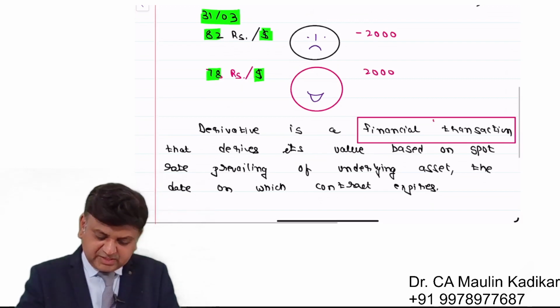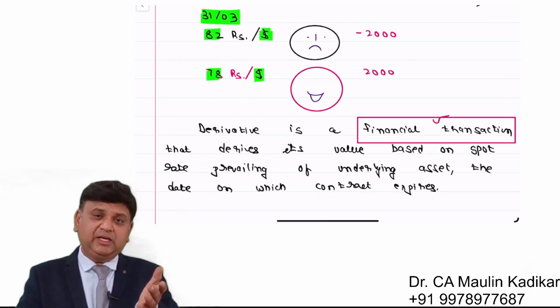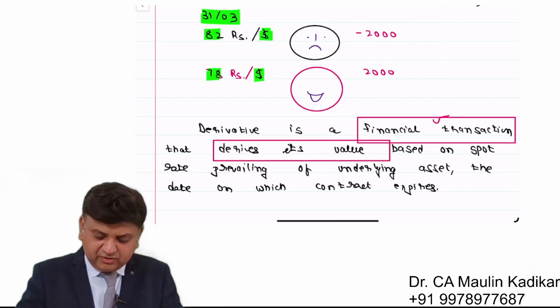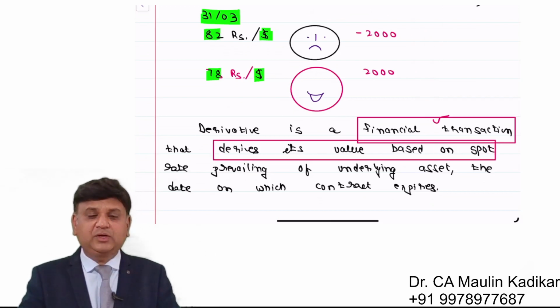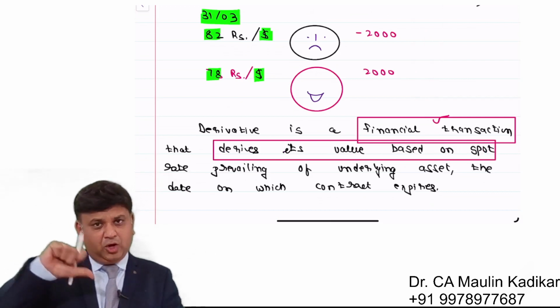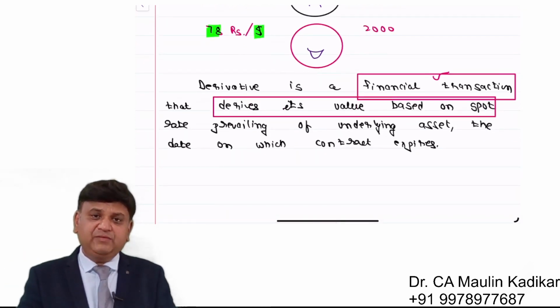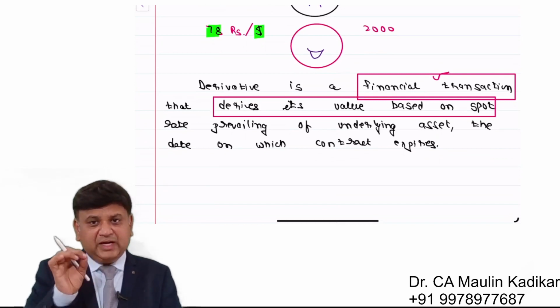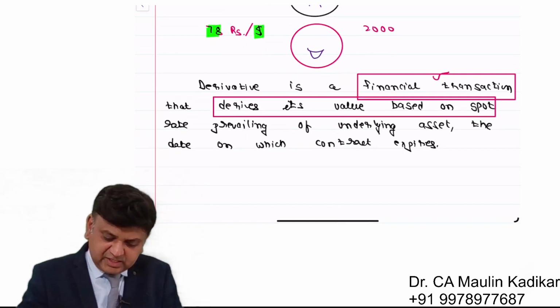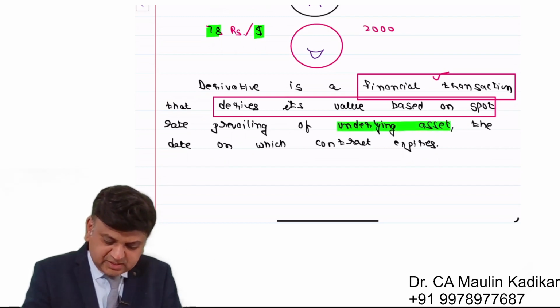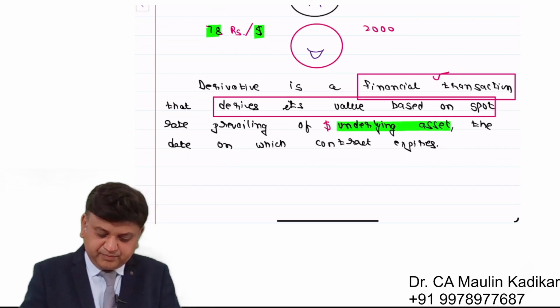It is a financial transaction that derives its value. What kind of value it derives? It derives a value that entering into the forward contract is beneficial for the company or not beneficial for the company based on the spot rate prevailing of the underlying asset. What do we understand with the term underlying asset? Dollar currency in this example is considered to be the underlying asset. The date on which the contract expires, that is 31st of March in this example.